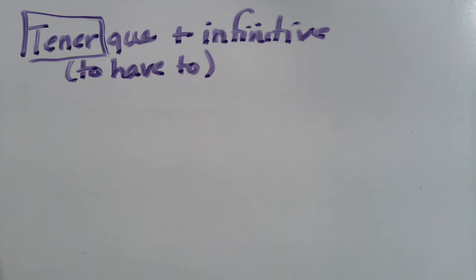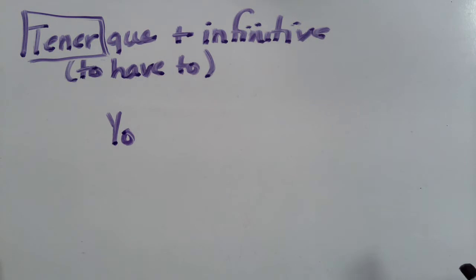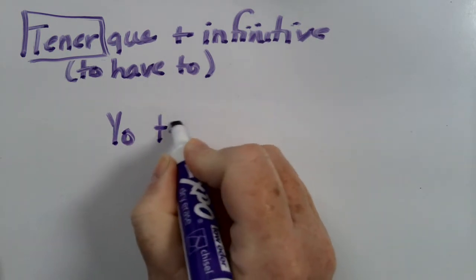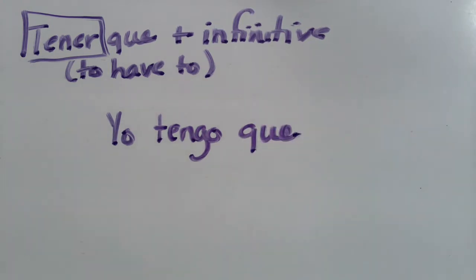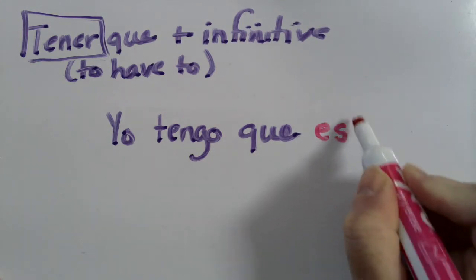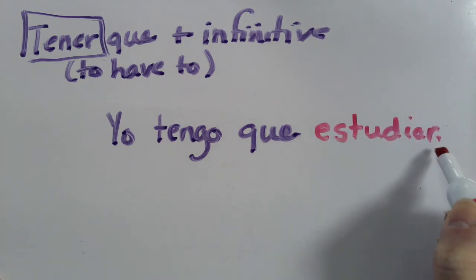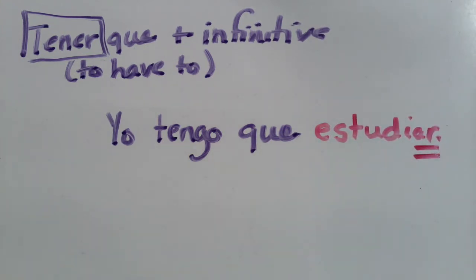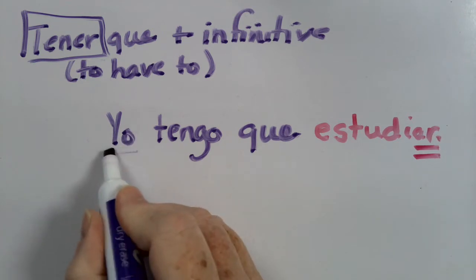The tener will be conjugated to agree with the person that has to do whatever. To say that I have to study, I'll take the tener and put it in the yo form. Yo tengo que. And the trickiest part to this is that the next verb, whatever it is that you have to do, stays in the infinitive. Yo tengo que estudiar. In the infinitive means it ends in AR, ER, or IR. It's personal because I know exactly who it is that has to study.